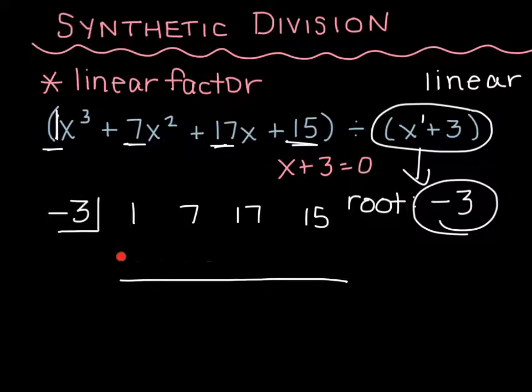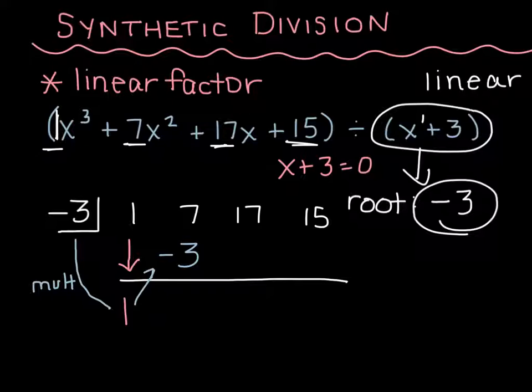Because we're going to be putting numbers in here in just a second. First thing to do is always take this very first number and just drop it straight down. So I'm going to bring that 1 straight down. Now, I'm going to take that root that we have, that negative 3, and multiply it by the number that I just brought down. So I'm multiplying here. Negative 3 times 1 is negative 3, and my answer goes right here.